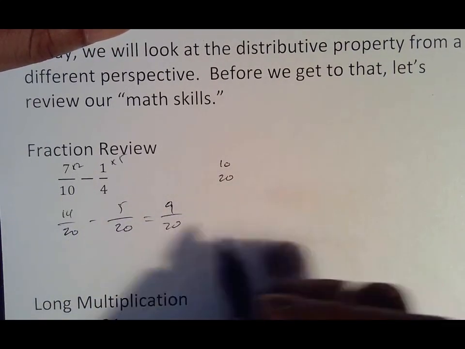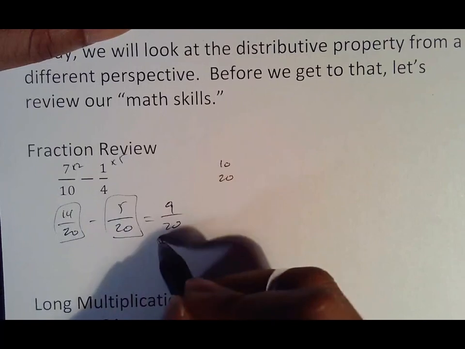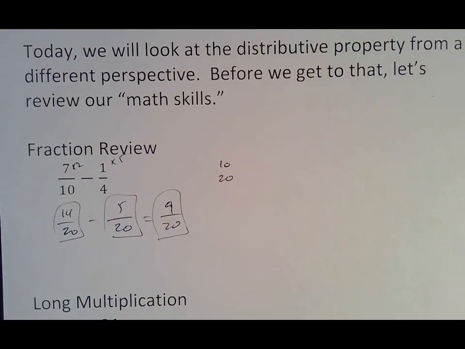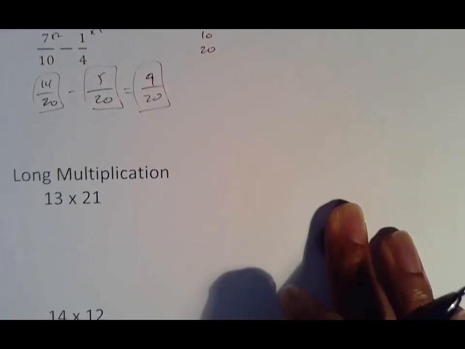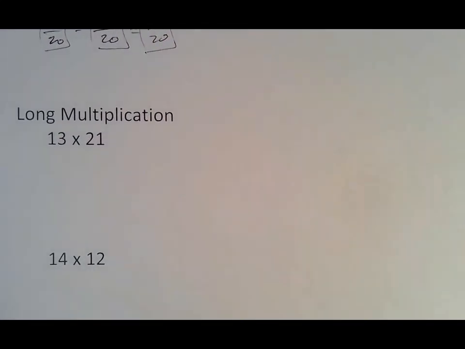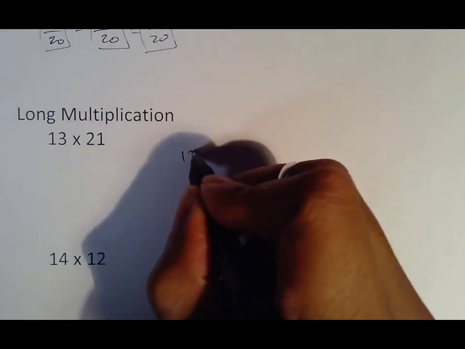20 stays 20. Keep in mind also, in terms of your Math XL, those are the 3 boxes you'll fill in, and that's all you have to do. But again, make sure you're getting help on your fractions if you need it, because they're not going to go away all year. Long multiplication, 13 times 21.